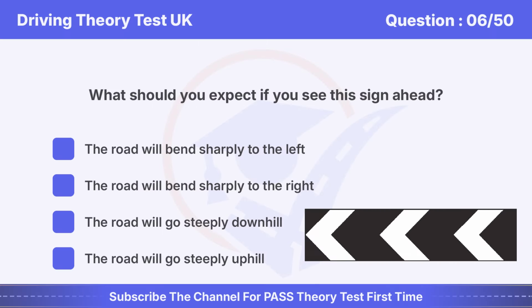Question 6. What should you expect if you see this sign ahead? Option A. The road will bend sharply to the left. B. The road will bend sharply to the right. C. The road will go steeply downhill. D. The road will go steeply uphill.